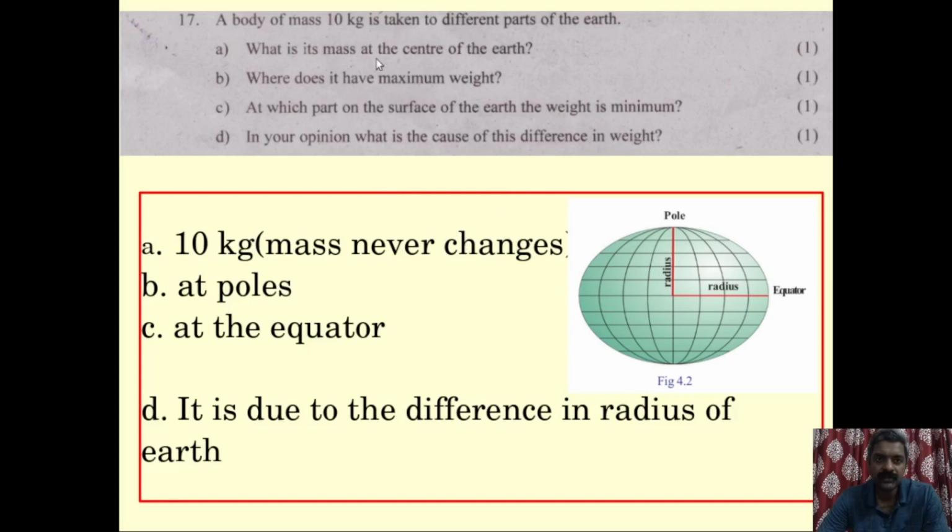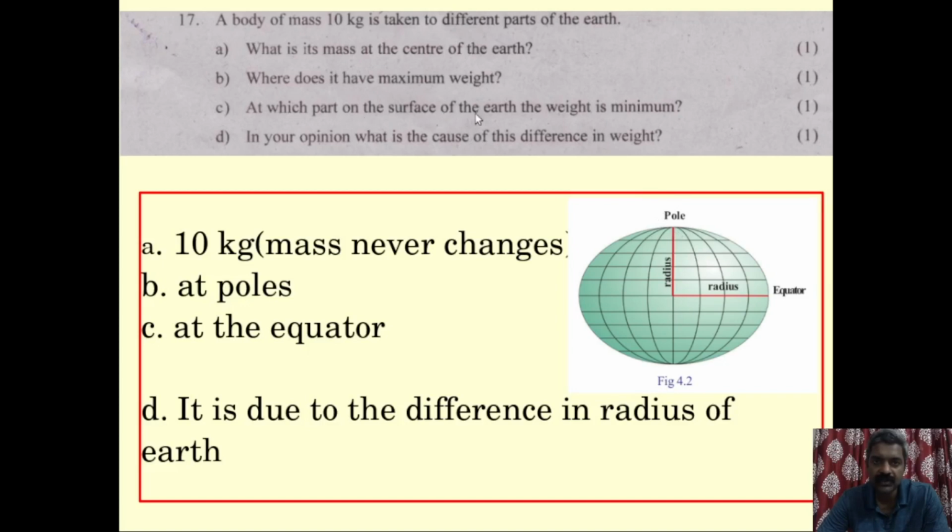So what is its mass at the center of the earth? The mass of a body never changes. The mass is constant, which is 10 kg. Where does it have maximum weight? Weight means the force on the body. The force on the body is maximum at poles because the radius is less.